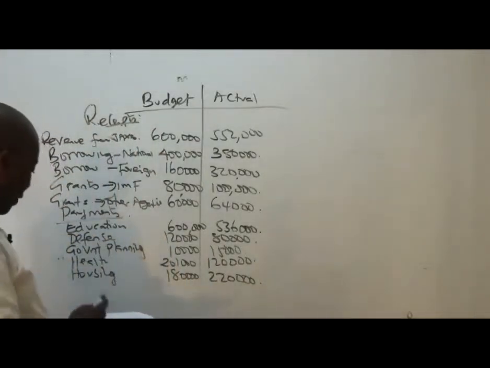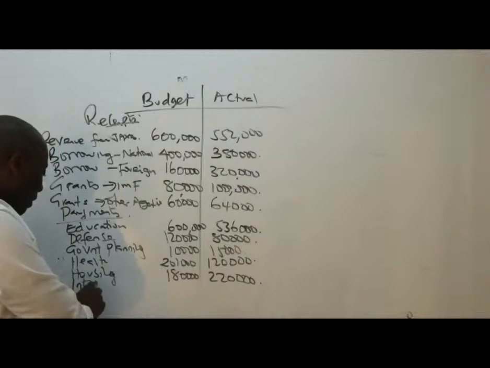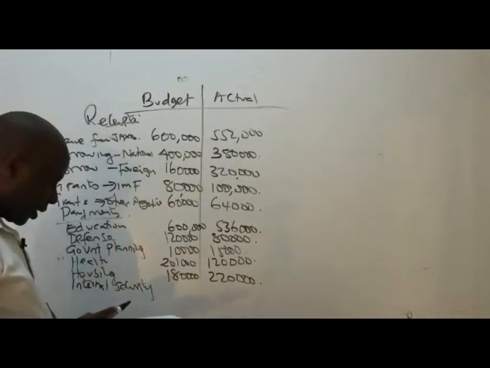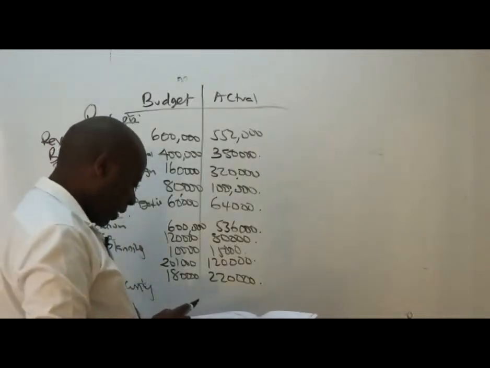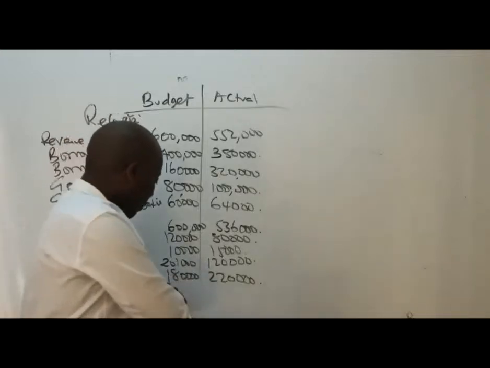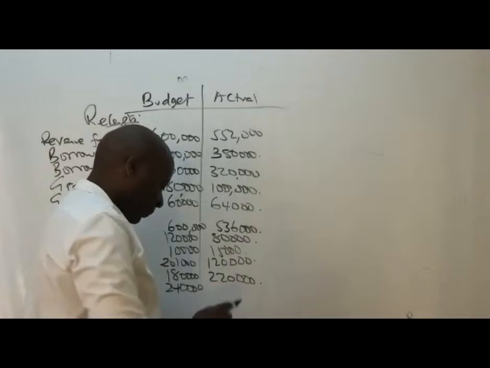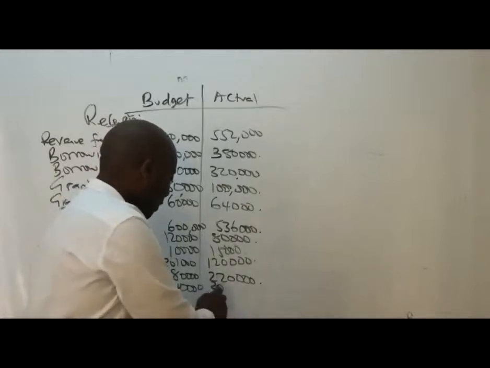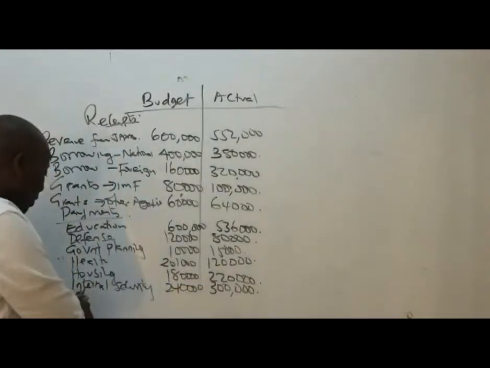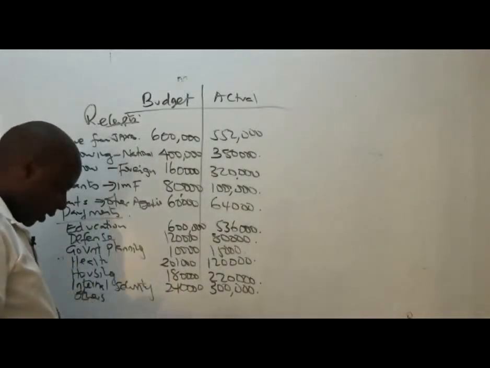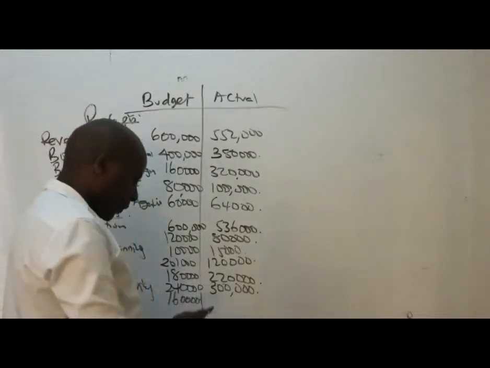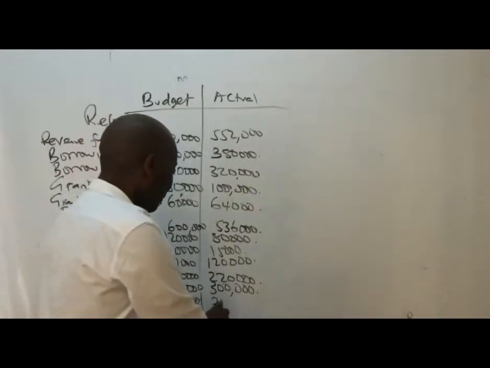Right? From there, we have internal security. Perhaps defense was against external aggression. Here we are now fighting the Mungikis and the other internal menaces. 240,000, 300,000. Then we have other payments. We have 160,000 versus 240,000.